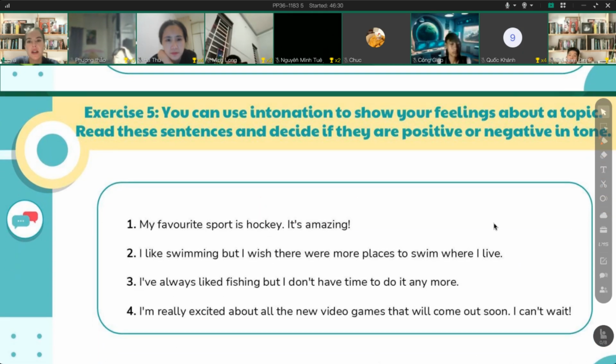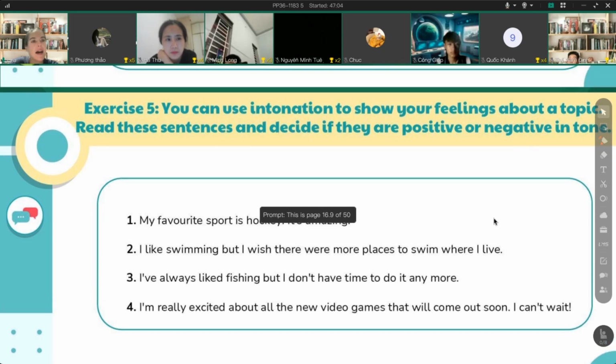Exercise 5. You can use intonation to show your feelings about a topic. Read the sentences and decide if they are positive or negative tone. You are going to do this in a group. You will read out the sentence and then decide what you think. Is it positive or negative? And you and your team can discuss it. Then the next person in your group will read out the next sentence, and then you will decide whether that is positive or negative. Okay, I'm going to give you 3 or 4 minutes to complete this, and then we'll come back to the class and do a whole class discussion.